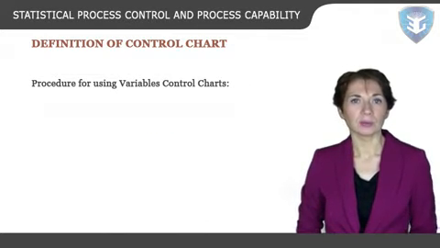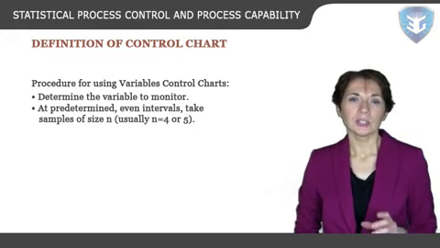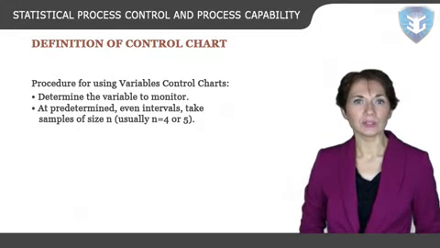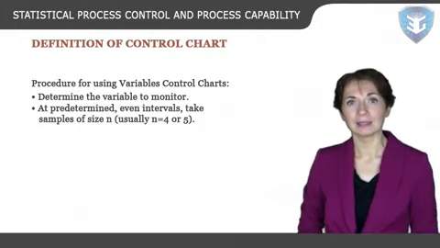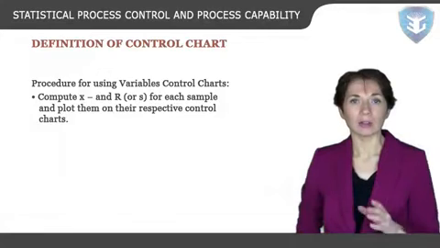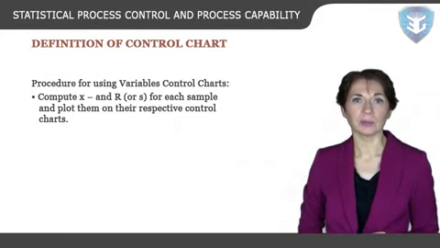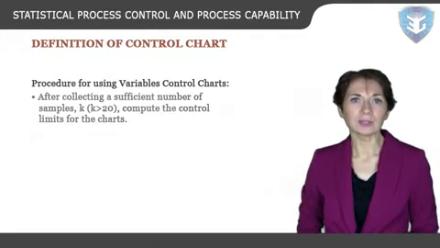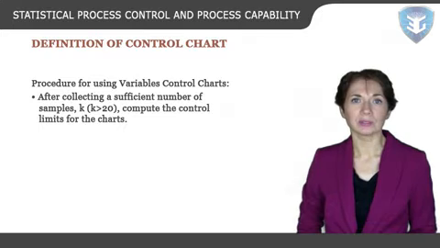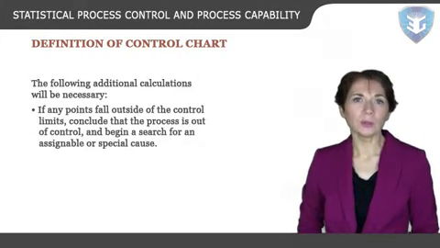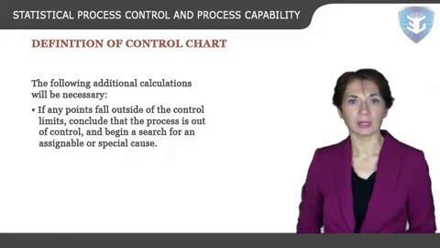Procedure for using variables control charts. Determine the variable to monitor. At predetermined even intervals, take samples of size n, usually n equals 4 or 5. Compute X-bar and R, or S, for each sample, and plot them on their respective control charts. After collecting a sufficient number of samples, k, where k is greater than 20, compute the control limits for the charts. The following additional calculations will be necessary.